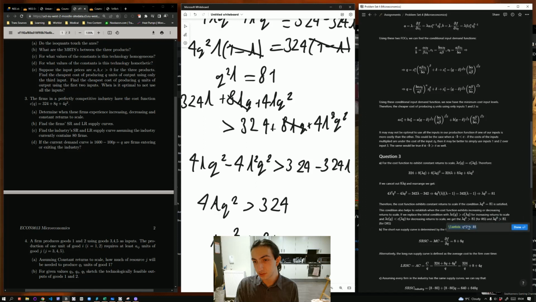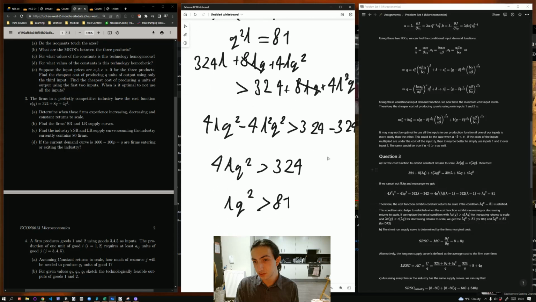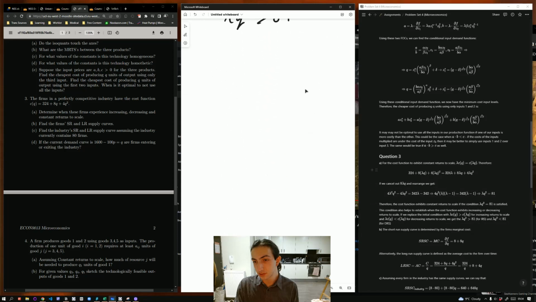Give me a sec. I think I messed up here. And then it would be the same thing for decreasing returns to scale, at least in my books. So there's that. Okay. Now for the next bit, short run and long run supply curves.